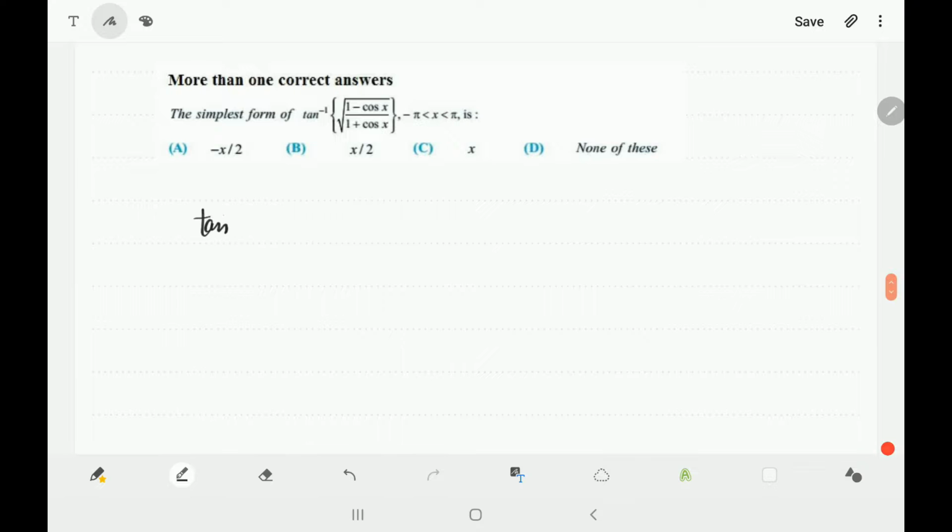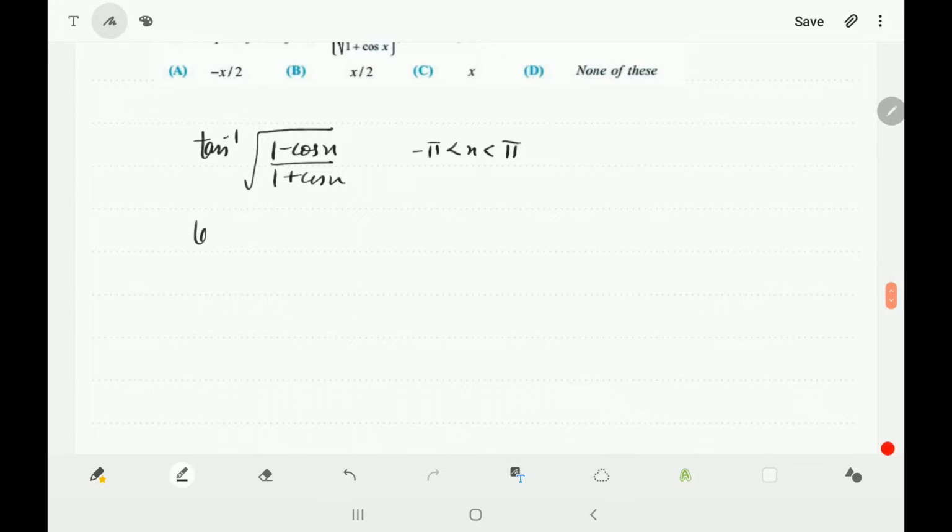So we can write this term as tan inverse under root 1 minus cos x upon 1 plus cos x. You might be knowing the interval first. Let's write the interval because it is also very important. You might be knowing that 1 minus cos x can be written as 2 sin square x by 2, because cos 2 theta is 1 minus 2 sin square theta. And 1 plus cos x can be written as 2 cos square x by 2.